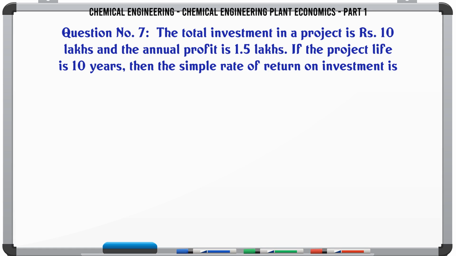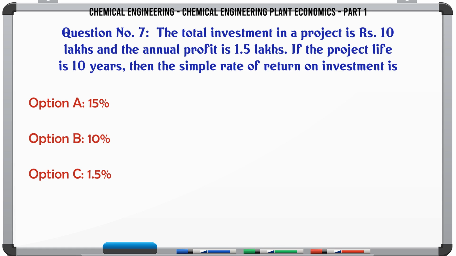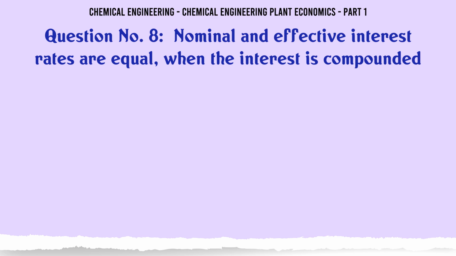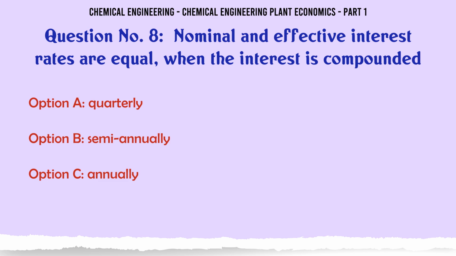The total investment in a project is 10 rupees lakhs and the annual profit is 1.5 lakhs. If the project life is 10 years, then the simple rate of return on investment is A. 15%, B. 10%, C. 1.5%, D. 150%. The correct answer is 1.5%.